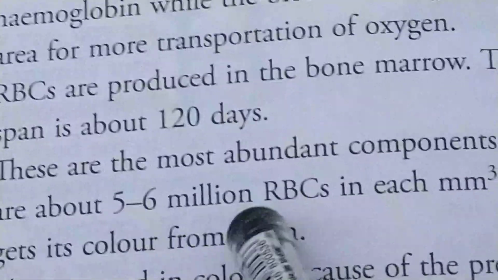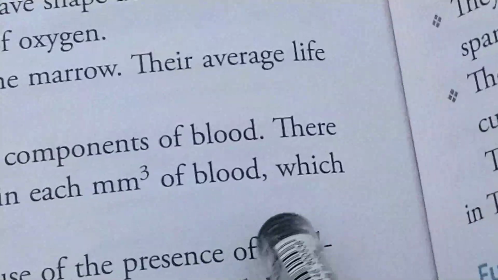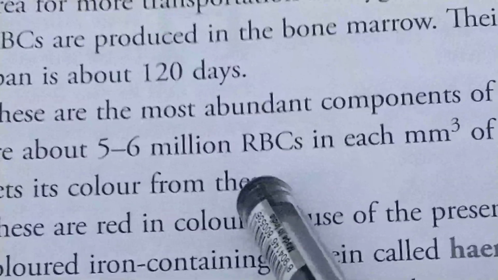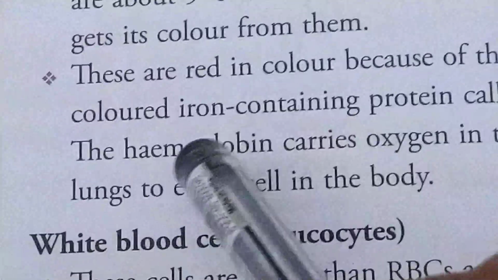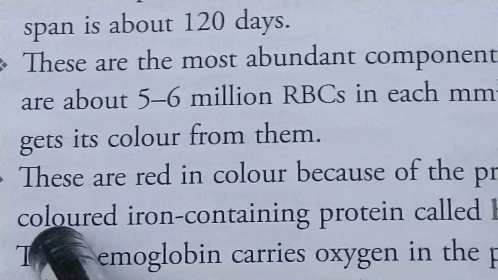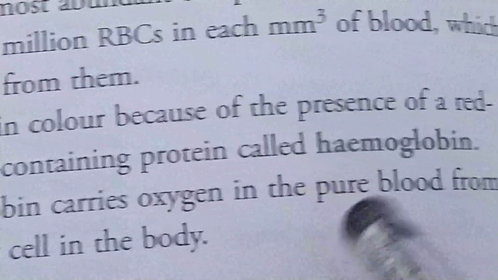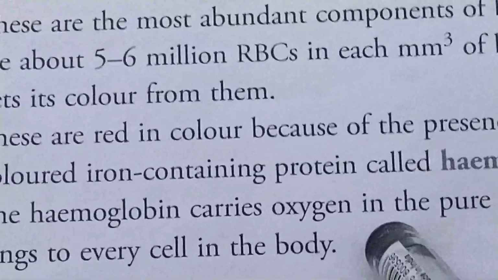Like 5 to 6 million RBCs in each cubic millimeter of blood, which gets its color from them. Basically, due to the presence of hemoglobin, RBCs are red in color. These are red in color because of the presence of red-colored iron-containing proteins called hemoglobin. The hemoglobin carries oxygen in the pure blood from the lungs to every cell in the body.